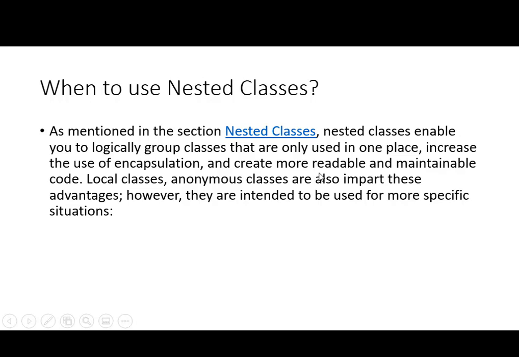And to be able to create more readable and maintainable code. This is also a very specific advantage, that you can have very understandable, very maintainable code. All of the specific parts which a particular class needs, all of those attributes, all of those classes are contained within the same class. So in some sense, it could be maintainable code. Local classes and anonymous classes also impart these advantages. Okay, however, they are intended to be used for more specific situations. So let me discuss those specific situations.